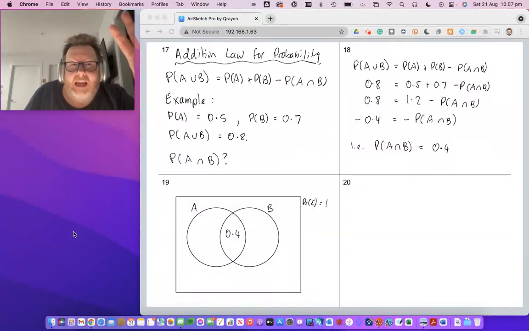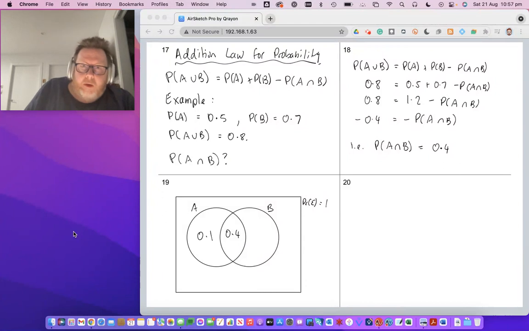Now, if the probability of A is 0.5, but the intersect is 0.4, that means that must be 0.1. So the combined total of those two must be 0.5. Now, if the probability of B is 0.7, but the middle is 0.4, this must be 0.3. It's the probability of just B, nothing else. Now, if I add these up, I get 0.4, 0.3, which is 0.7, plus 0.1, which is 0.8, which is what you'd expect. So therefore, the probability of neither is 0.2.